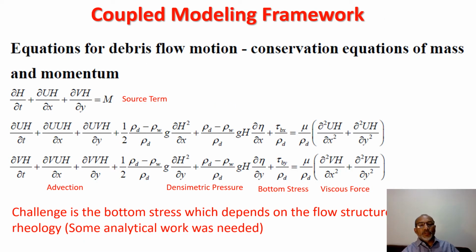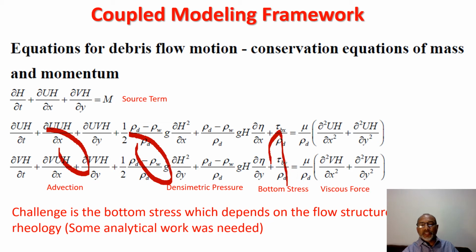So here are the equations we are solving in two dimensions. Here is your source term, which is the trigger volume, that is the failure mass. You have the advection terms over here. You have the densimetric pressure terms around here, and it's counteracted by the bottom stress, and also here are your viscous terms. The challenge is the bottom stress, which depends on the flow structure and the rheology of the flow. For this, some theoretical work was needed to close the system.